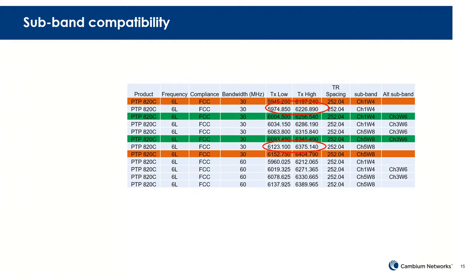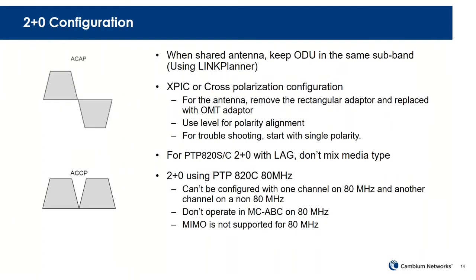Some customers buy the radio and then they put it on the tower and they get a lot of interference and they do not know what's going on. It could be that there's self interference caused by improper design because you did not follow this rule. So make sure that the ODUs are operating in the same subband. You need to use the link planner to choose the proper ODU port number.